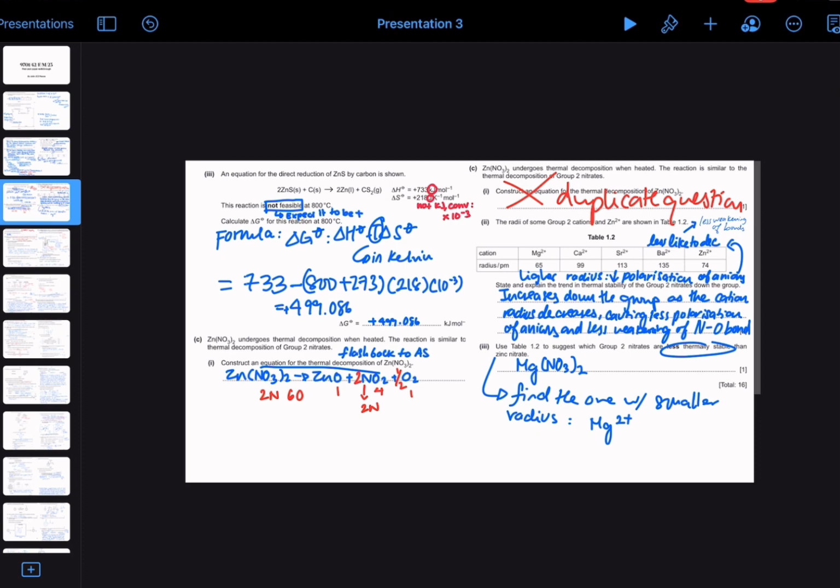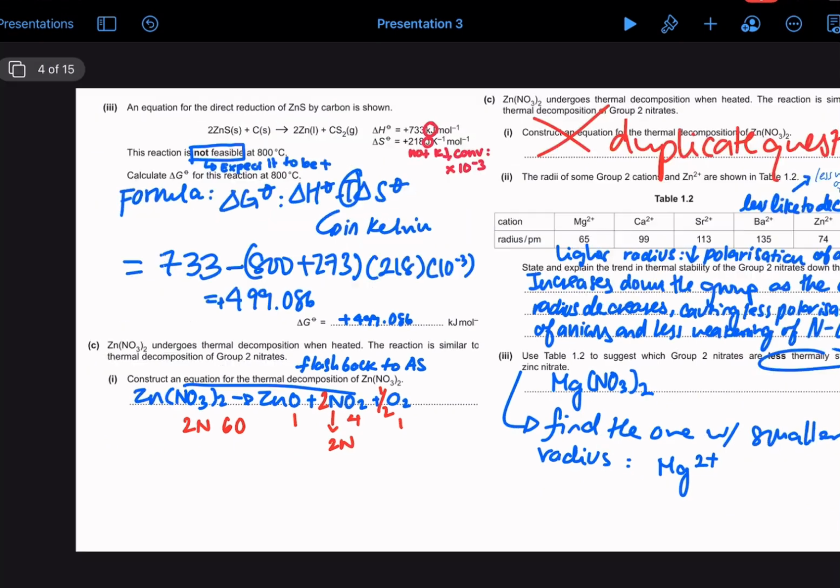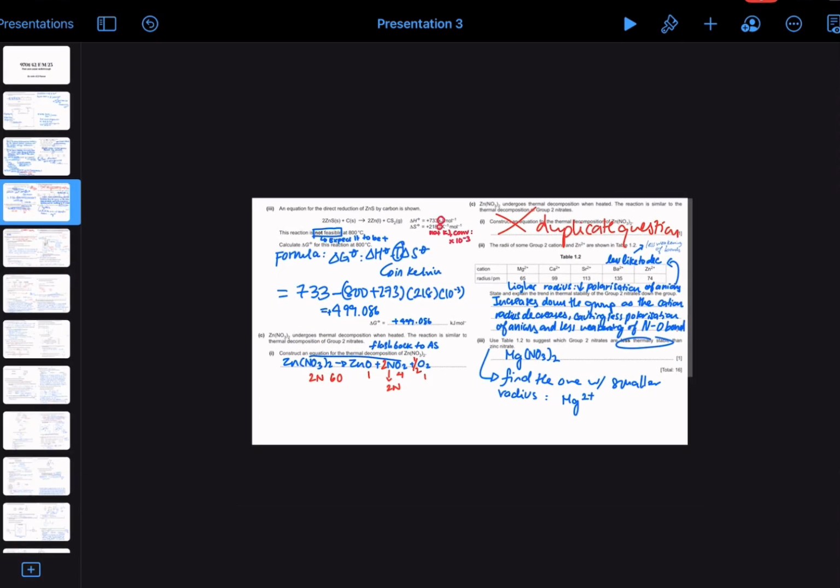Zinc nitrate undergoes thermal decomposition when heated. The reaction is similar to thermal decomposition of group 2 nitrates. This one, you can flash back to AS, we already memorized it, right? In the thermal decomposition of nitrates, you will obtain an oxide and nitrogen dioxide, as well as half an oxygen molecule. So make sure to actually balance the equation as well. It is very important that you don't miss that out.